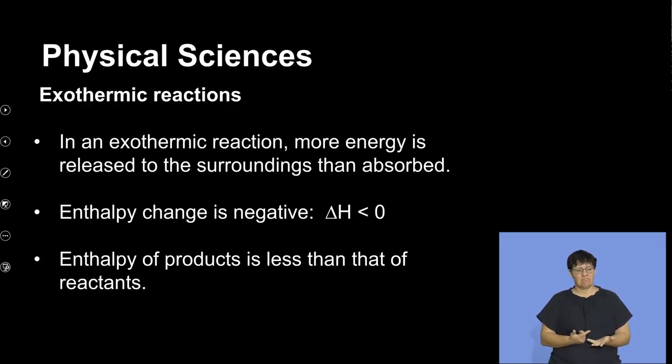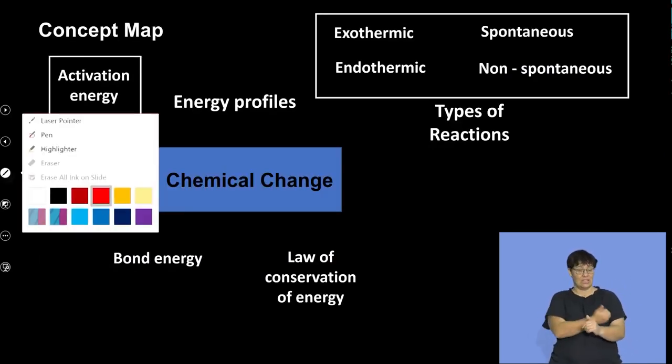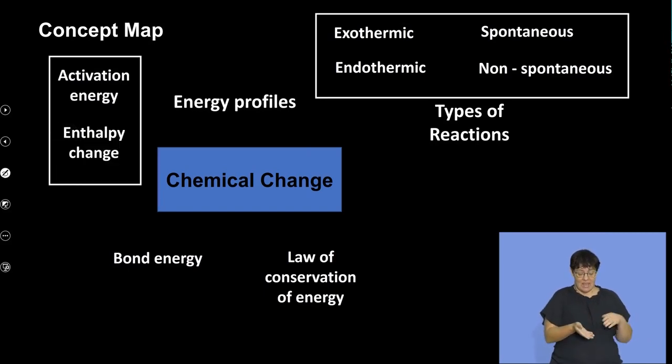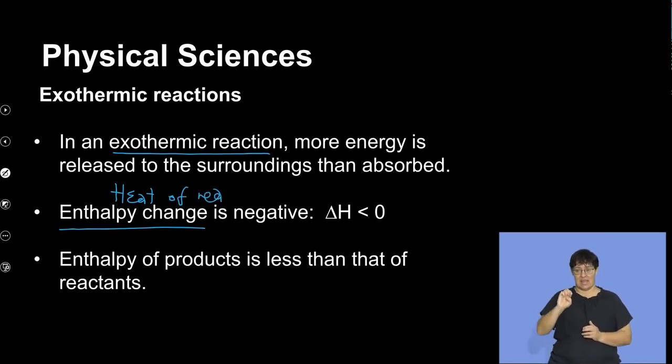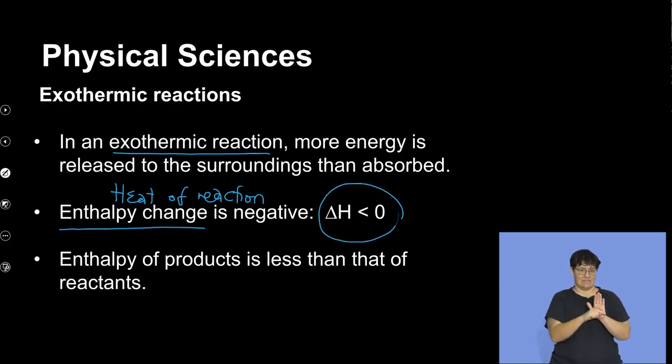Now, in as far as an exothermic reaction is concerned, we are saying that more energy is released than absorbed. So, if we talk of an exothermic reaction, there is more energy that is released to the surrounding than absorbed. So that's by comparison. And then we're saying the enthalpy change, which is the heat of reaction, right? So remember, enthalpy change is the heat of reaction. In an exothermic reaction it will always be a negative value. So a negative enthalpy change suggests that the reaction is actually exothermic.